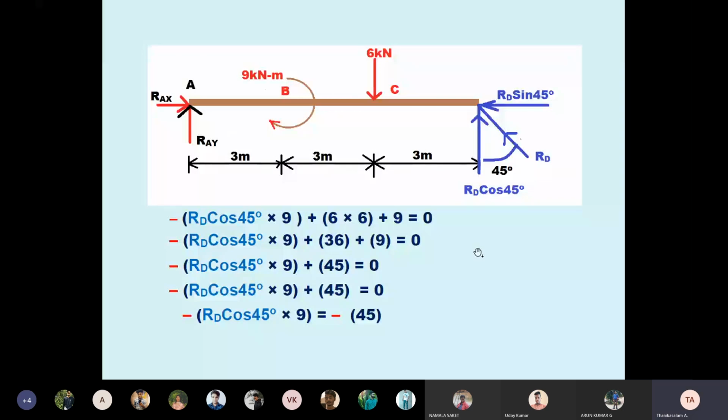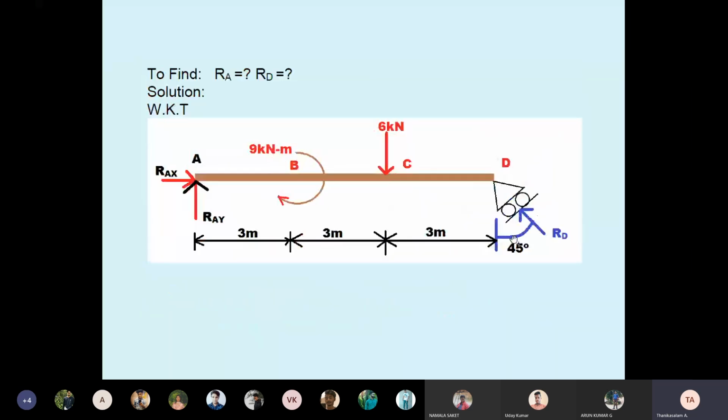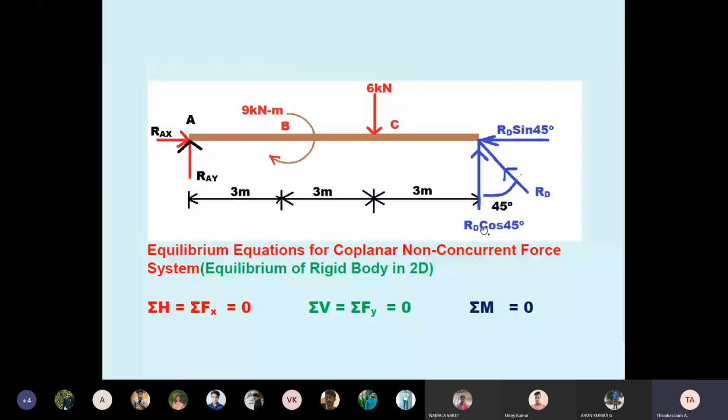This is the diagram. Starting, sir, RAX force acting on the. Sir, I am telling now. See, A is the hinged support. So therefore, 2 reactions, RAX, RAY. At D is the roller support. The roller is inclined. Therefore, it is inclined with the vertical. So with the vertical it is 45 degree. Therefore, RD cos 45 vertical and RD sin 45. Because RD goes to the second quadrant, therefore RD sin 45 acts on the left side.